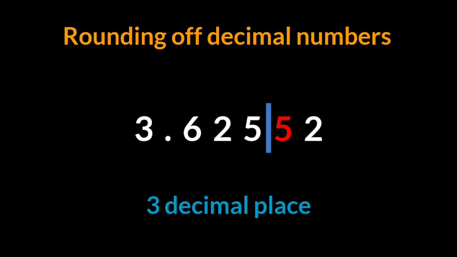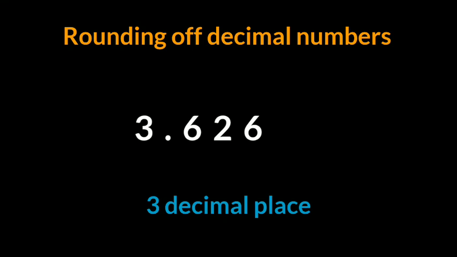So in this case, the 4th number is equal to 5, so we're going to round up the 3rd number. The final answer is going to give us 3.626. So when they ask you to round off or approximate 3.62552 to 3 decimal places, the final answer will be 3.626.